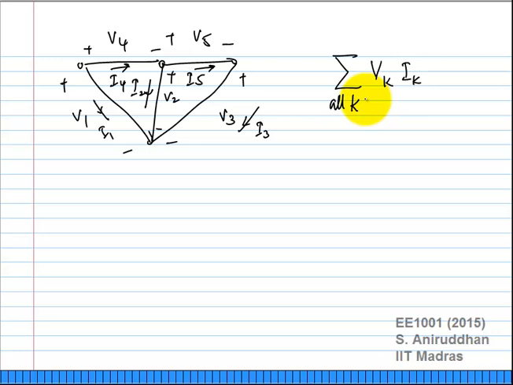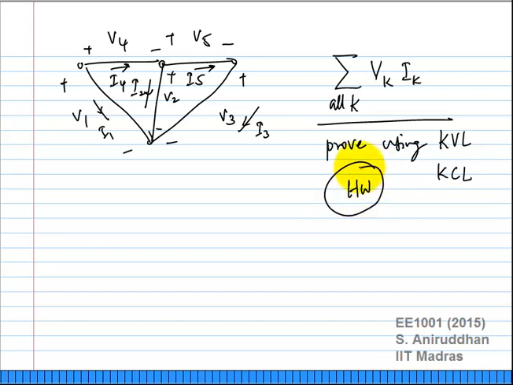Okay, so this will be your homework for today. I'll also tell you it can be proved purely using just KVL and KCL. Okay, so this is your homework for today. On Tuesday in the next class, we will see how to use this result to prove yet another theorem for networks, for any arbitrary network. And that theorem is extremely interesting and you'll see why.